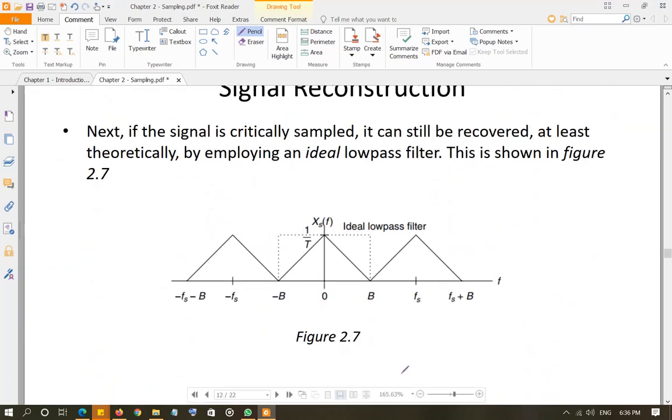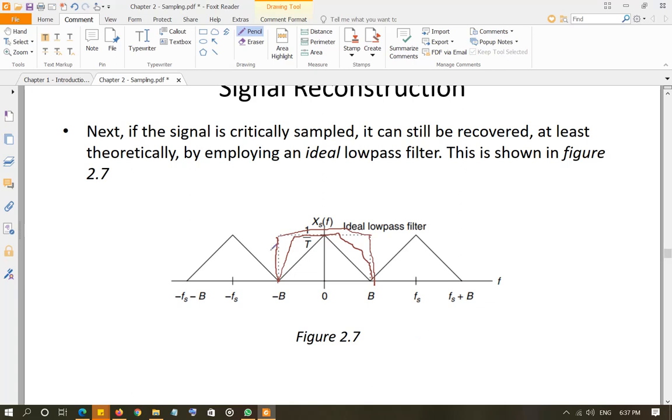Let's go to the critically sampled signal. For a critically sampled signal, you can still use an ideal low pass filter. Remember, ideal low pass filters do not exist in practice. But as far as theory is concerned, you can still use an ideal low pass filter. That is, the cutoff frequency happens in an instant. Instead of going like this, they go like this. The cutoff frequency is straight up. So they are like a box, and anything within that box, they grab it. So you can still use an ideal low pass filter and you can grab the signal.